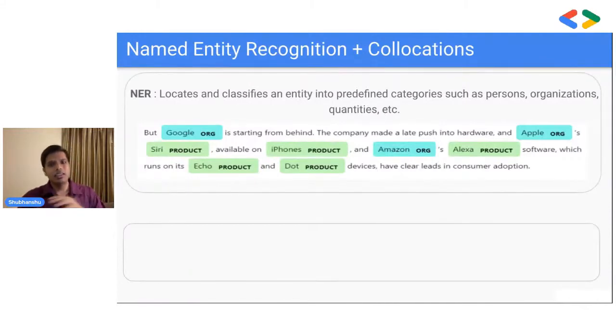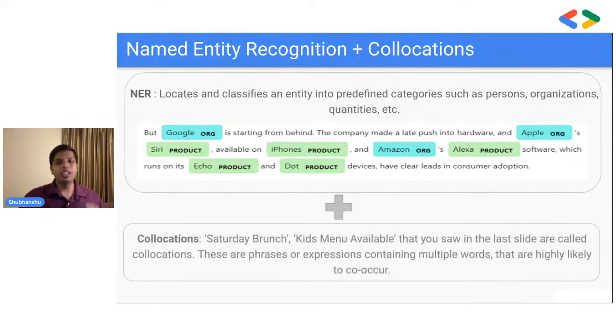Saturday and kids, that you saw in the last slide, were possible because of something called named entity recognition. It locates and classifies an entity into predefined categories such as person, product, organization. Then come phrases like Saturday brunch, kids menu available, which are called collocations. These are phrases or expressions that are highly likely to co-occur. Together, these two components constitute the essence of a new way to approach topic modeling.